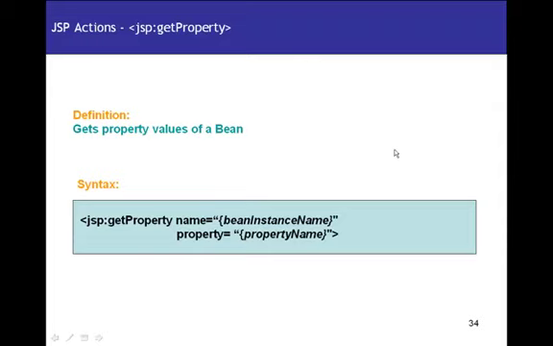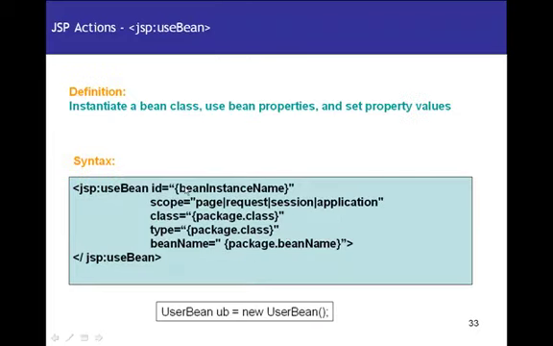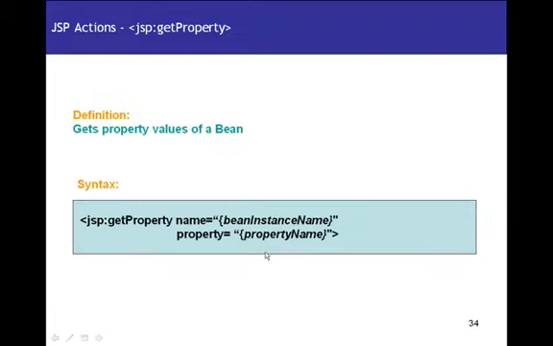So now we know how to instantiate a bean in your JSP page, but how do you really use the properties of that bean in your JSP page? You can do that using the JSP getProperty action element, right? So this basically gets the property values of a bean, and this is the syntax for JSP getProperty: name is equal to bean instance name. So whatever value you put in the id attribute for the JSP useBean element would go in the name attribute for the JSP getProperty element, right?